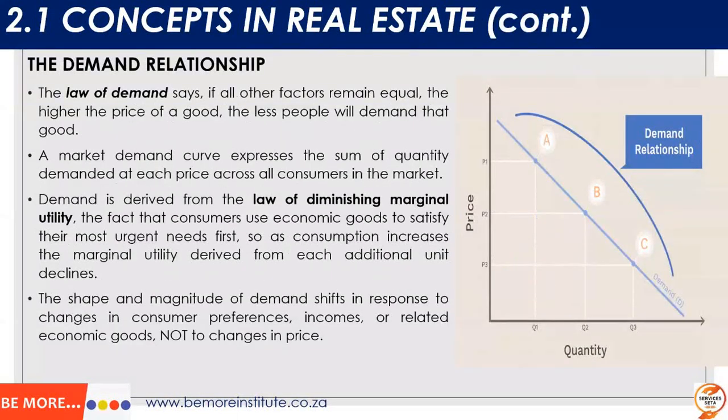Another concept that is important is the demand relationship. The law of demand says that if all other factors remain equal, the higher the price of a good, the less people will demand that good. The market demand curve expresses the quantity demanded at each price across all consumers in the market. Demand is derived from the law of diminishing marginal utility: consumers use economic goods to satisfy their most urgent needs first, so as consumption increases, the marginal utility derived from each additional unit declines. The marginal utility, basically, we're talking about satisfaction.